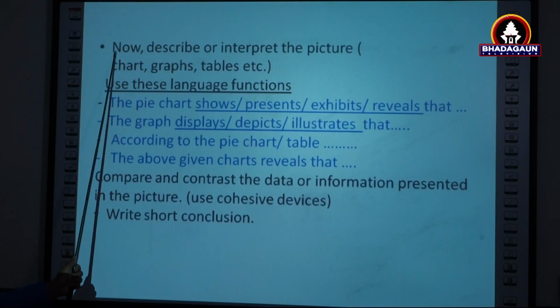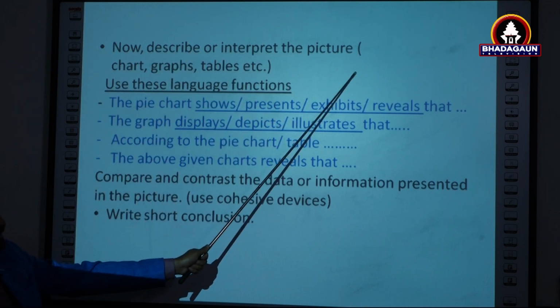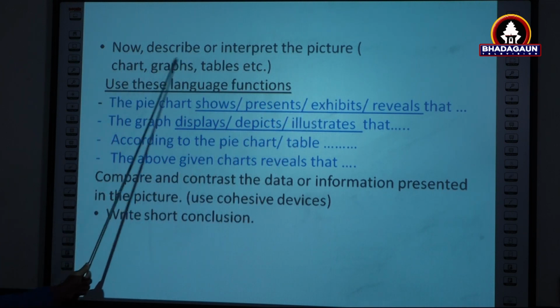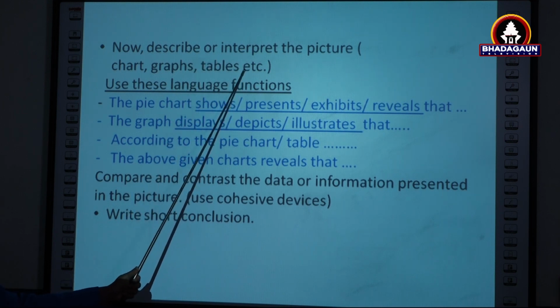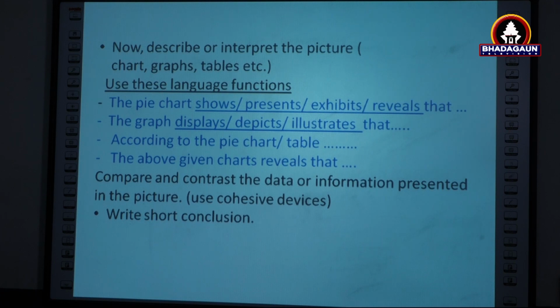What we see, we have to present each and every aspect in detail. So now your duty, in the second paragraph, is to describe or interpret the picture. Picture means that chart, graph or table, etc. You have to write each and everything that is presented in the picture.